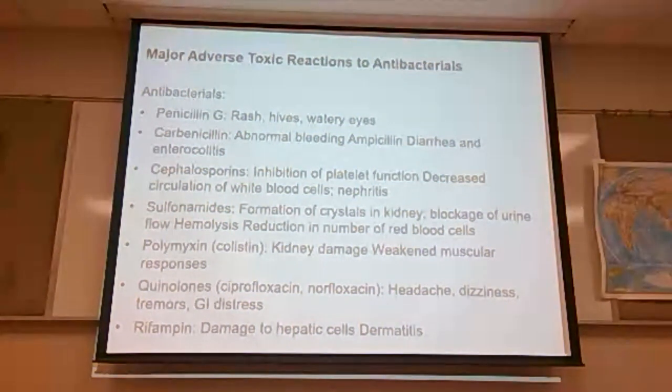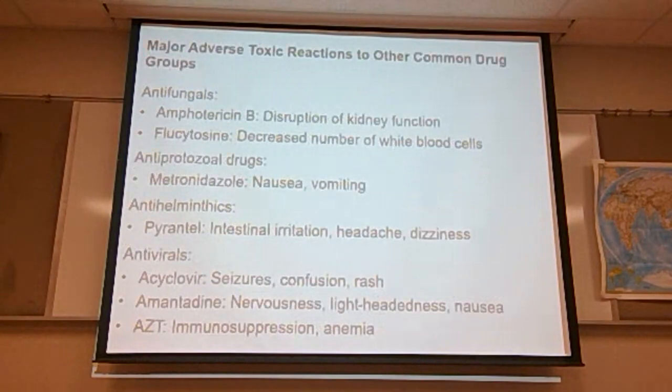Formation of crystals in the kidneys can be caused by the sulfonamide. Those crystals can then block urine flow, and it can also cause hemolysis, a reduction in the number of red blood cells. Polymyxin can cause kidney damage, weakened muscular responses. Rifampin, damage to hepatic cells, dermatitis, all of these things.